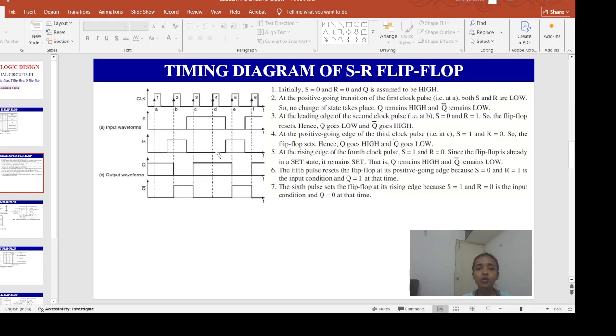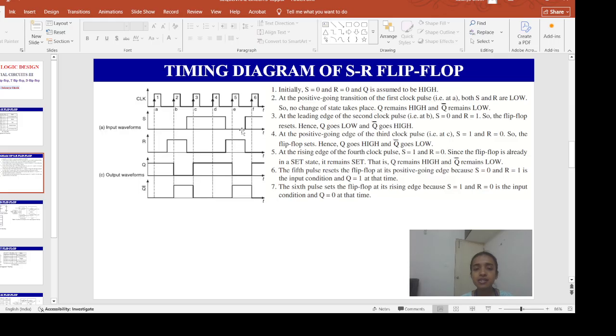That is, Q remains high and Q bar will remain low. Now the fifth pulse resets the flip-flop at the positive going edge, because when the fifth clock pulse appears, the set signal becomes 0 and reset signal becomes 1. And what will happen is the input condition and Q equals 1 at that time.